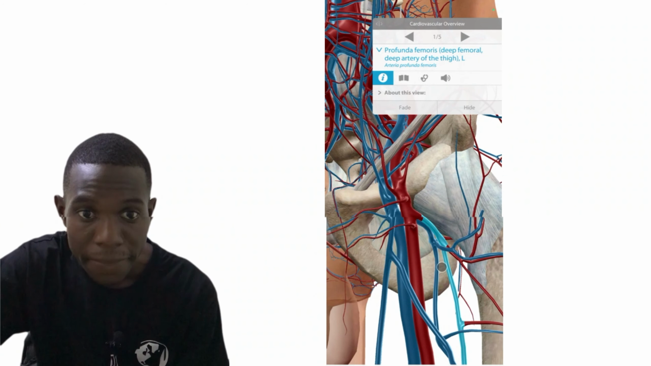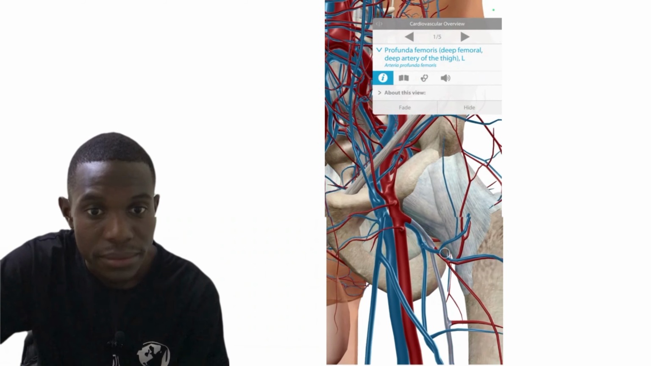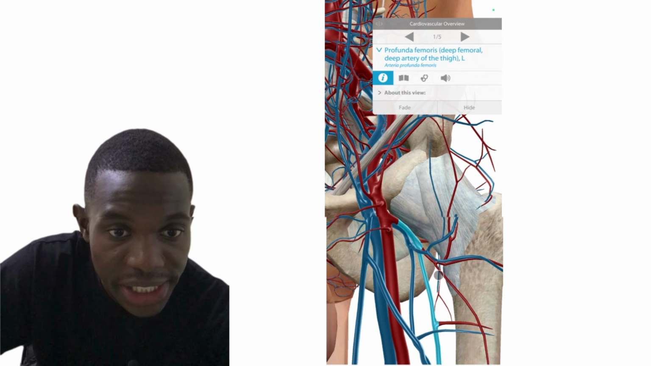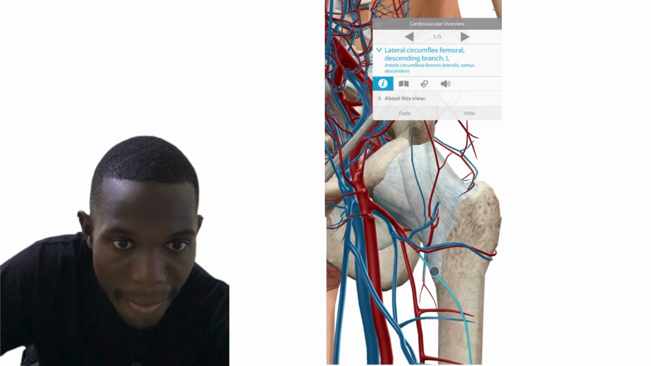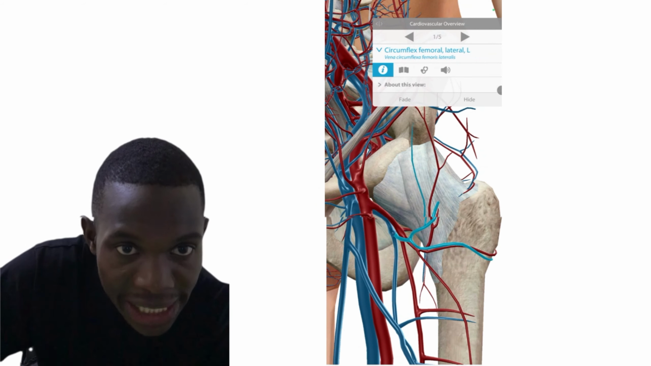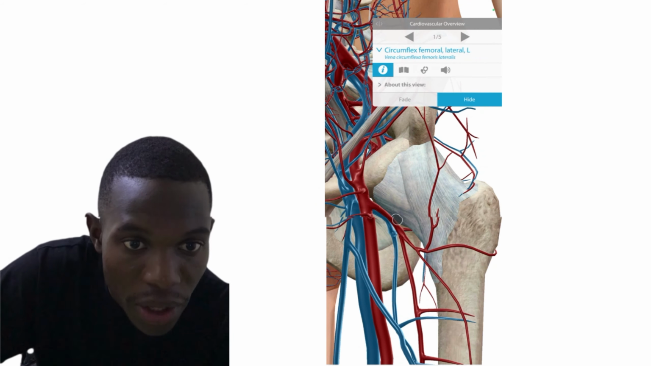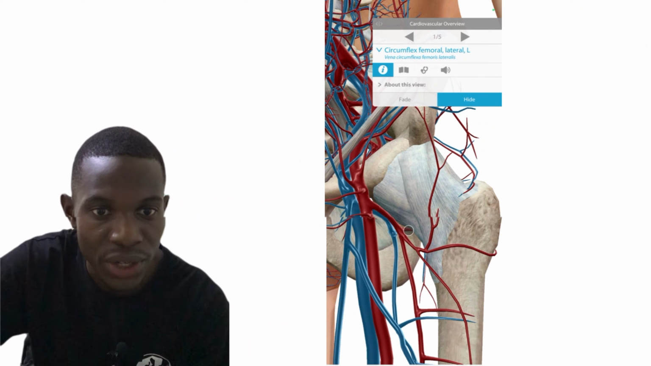This one is going to give branches that are very important. So it's going to give what we call a lateral circumflex femoral artery, which is going to divide into 3 branches. Okay, let me hide the vein. Right, good. So this is your profunda femoris artery. The profunda femoris artery is going to give a medial circumflex femoral artery and a lateral circumflex femoral artery.